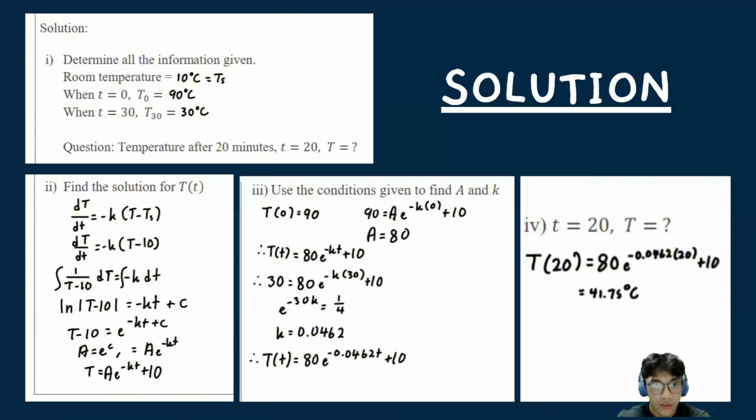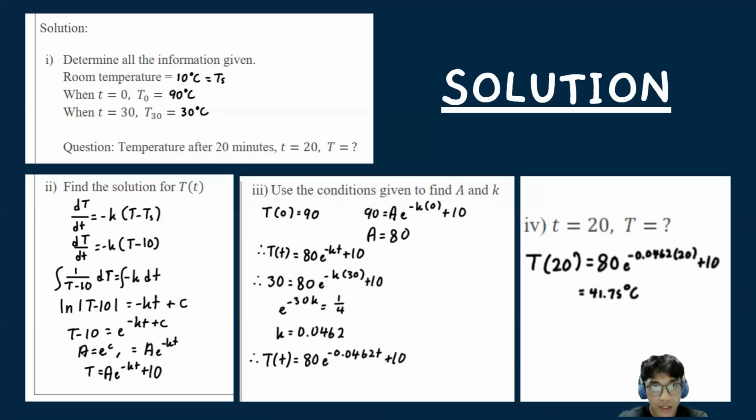Now e to the power of C can be a new constant, so we choose any letter, we choose A. Now T minus 10 equals A e to the power of negative kt. And the new equation we got is T equals A e to the power of negative kt plus 10.